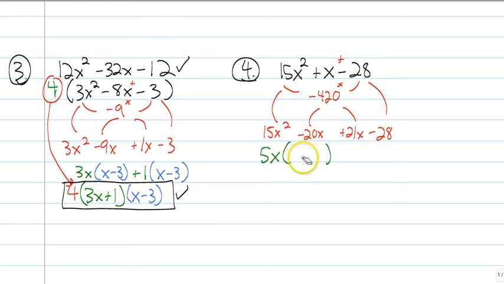Let me again color code it. So 3x minus 4 is left. And then I can pull, it looks like, a 7 out of there, and you're left with 3x minus 4, which is, again, these are supposed to match. If they match, it works. So our final answer is 3x minus 4 and 5x plus 7.